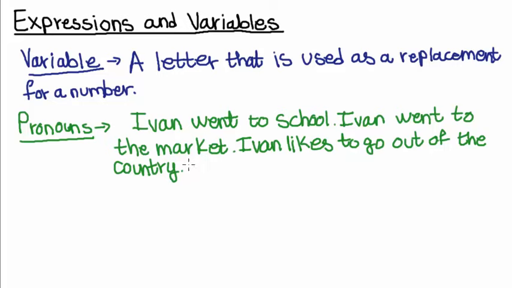Instead of writing Ivan over and over again, in the next sentence I can just say he likes to go places. So, when we talk about variables, we're deploying a similar tactic to that of pronouns. Instead of writing a number, we choose a letter. One of the most common variable letters is an X. So let me give you an example of a variable in action.